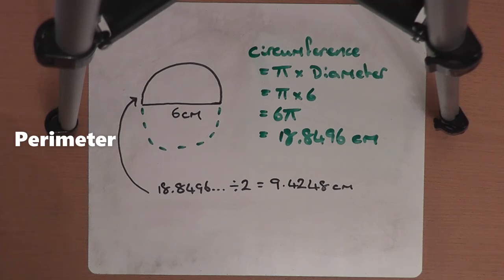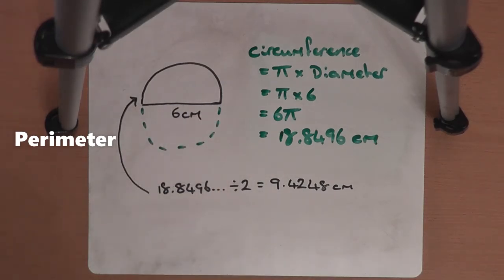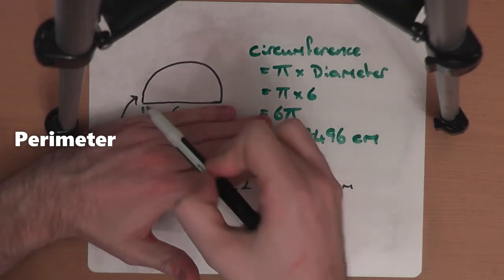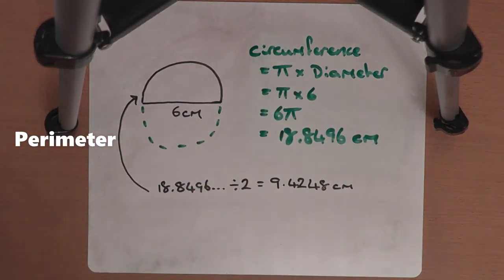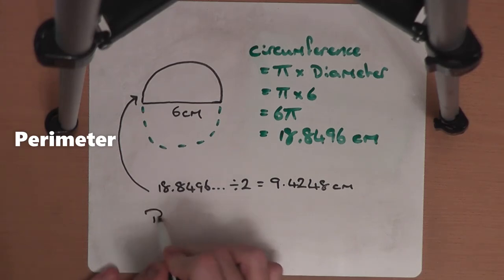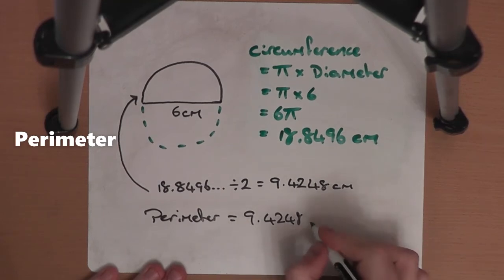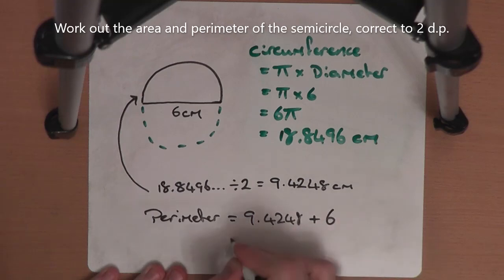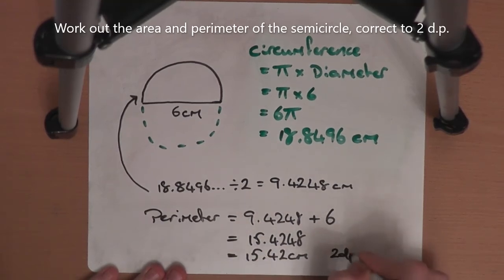Why is that not the perimeter of the semicircle? Yes, because we have forgotten to include this edge here. This is not part of the circumference of the circle, but it is part of the perimeter of the semicircle. Perimeter of the semicircle, we would go around the outside edge of the semicircle. So we'd have this 9.4248 centimetre bit here on this curve, but we'd also need the 6 centimetres across there for it to be the perimeter. So the perimeter would be the 9.4248 added to the 6, which will give us 15.4248, or 15.42 centimetres given to 2 decimal places.